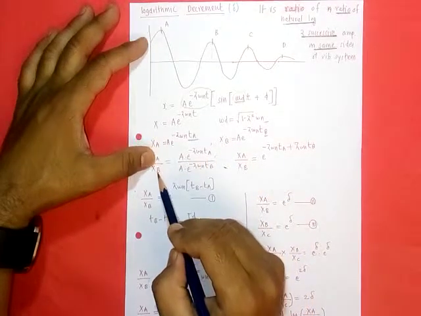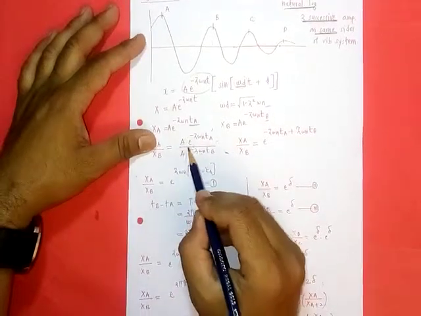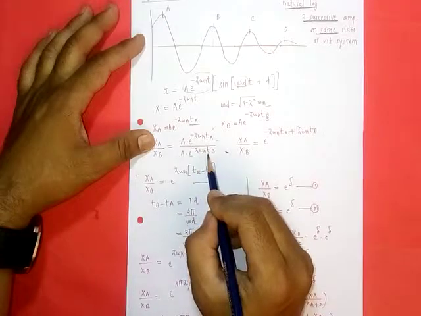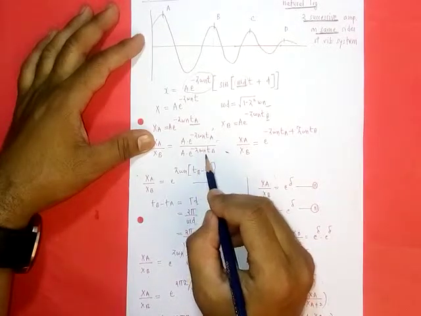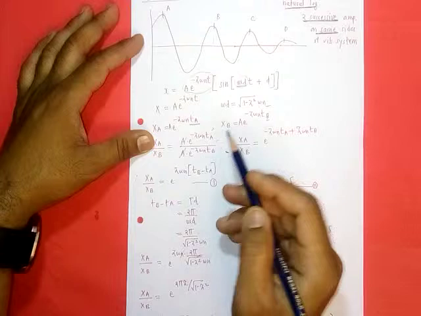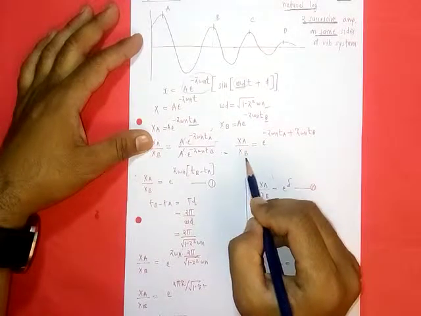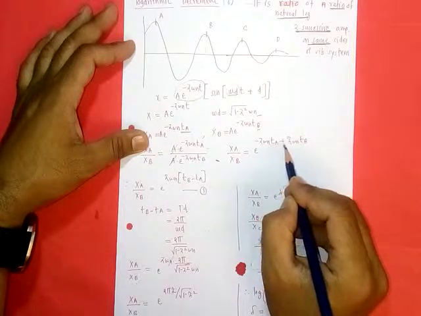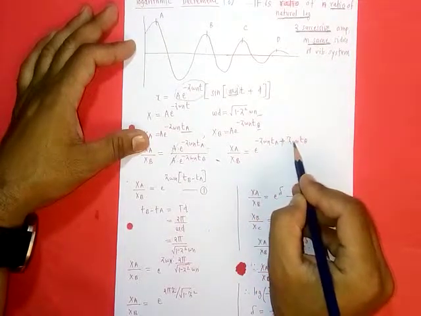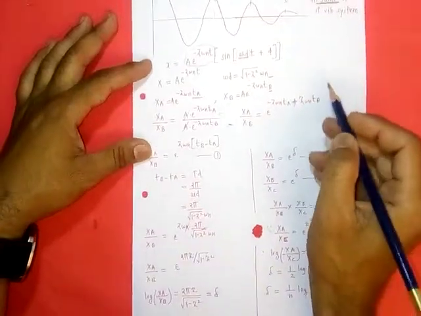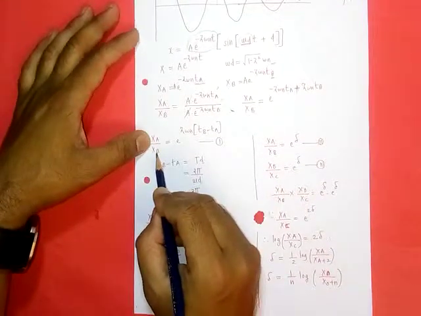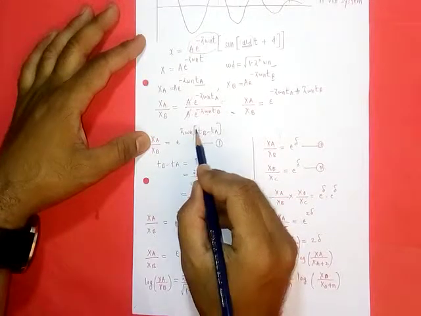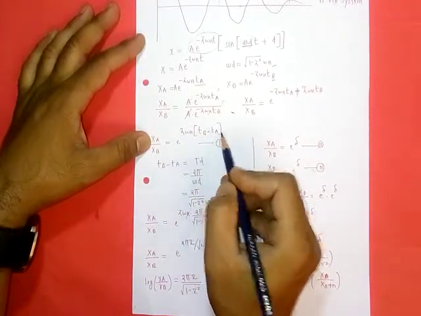So xa upon xb becomes a into e raised to minus zeta omega n ta upon a into e raised to minus zeta omega n tb. Cancelling common terms, we get xa upon xb as e raised to minus zeta omega n ta plus zeta omega n tb. Now xa upon xb becomes e raised to zeta omega n into tb minus ta.